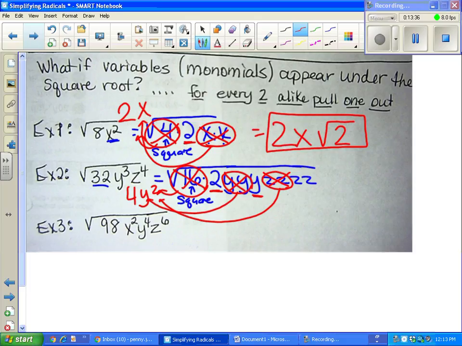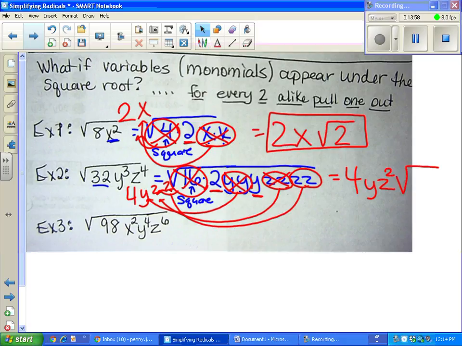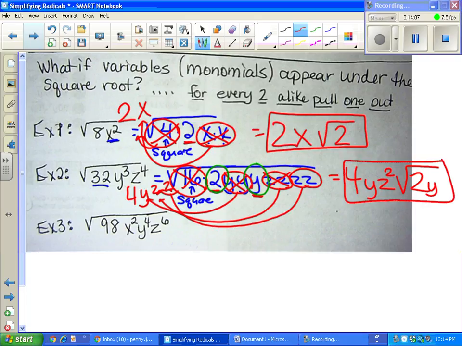I have another pair of z's. So for these 2 z's here, I'm going to be able to pull out yet a second z. And notice there are no z's left. So I'm going to have on the outside a 4, a y, and 2 z's, which I can actually simplify as z to the 2nd power. What's left under the square root is a 2 that couldn't come out and an extra y that couldn't come out. So I have 2y under the square root. So 4y to the 2nd times the square root of 2y.